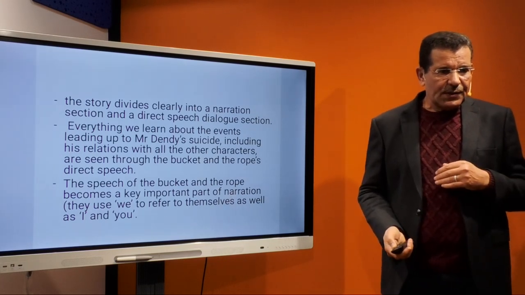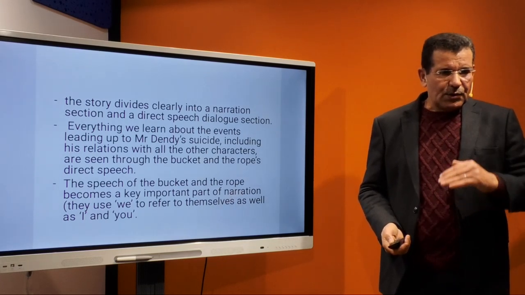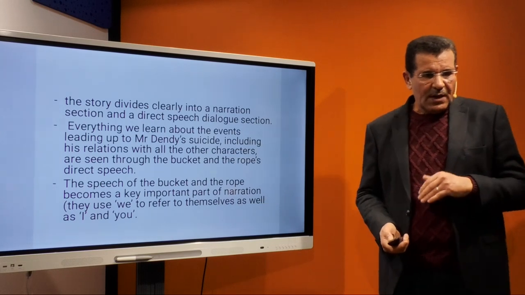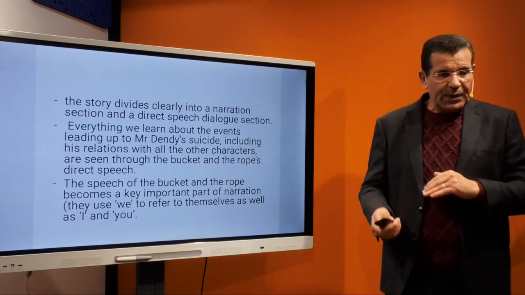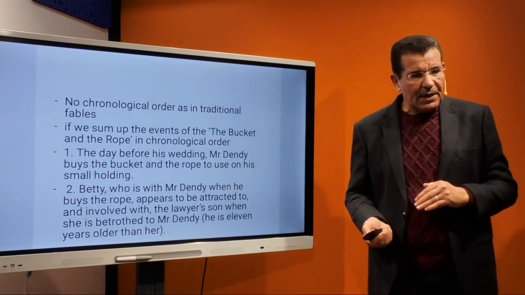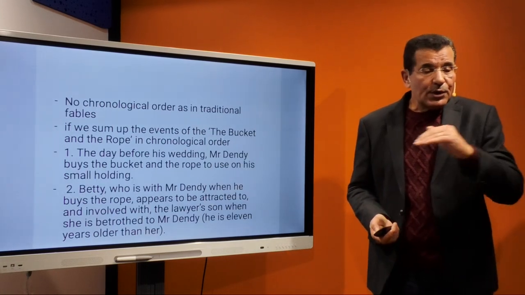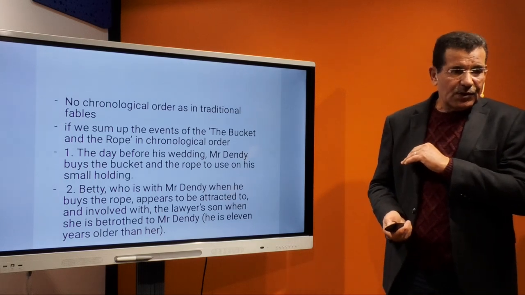There are sections, and the speech of the bucket and the rope becomes a key, important part of the narration, so they use "we" and "I" to refer to themselves. There is no chronological order, as in traditional fables.